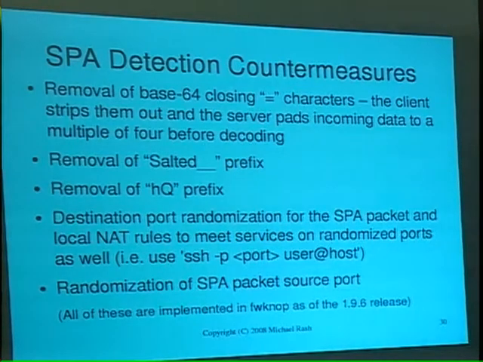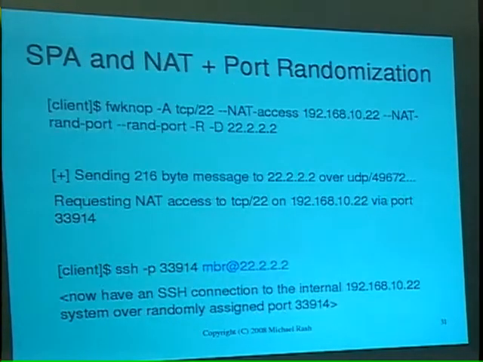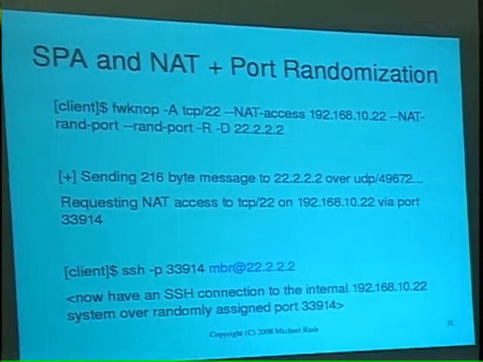Also, there are comprehensive port randomization features now within fwknop, and this applies both to the destination port of the SPA packet itself, as well as the port that you choose to make your SSH connection over. So if you want fwknop to create a randomly designated port that's port forwarded to your SSH server, you can do that as well, and that applies both to local connections to the local system, as well as forwarded connections to internal SSH servers that are not otherwise accessible. And if I can get this demo to work, I should show you an example of that.